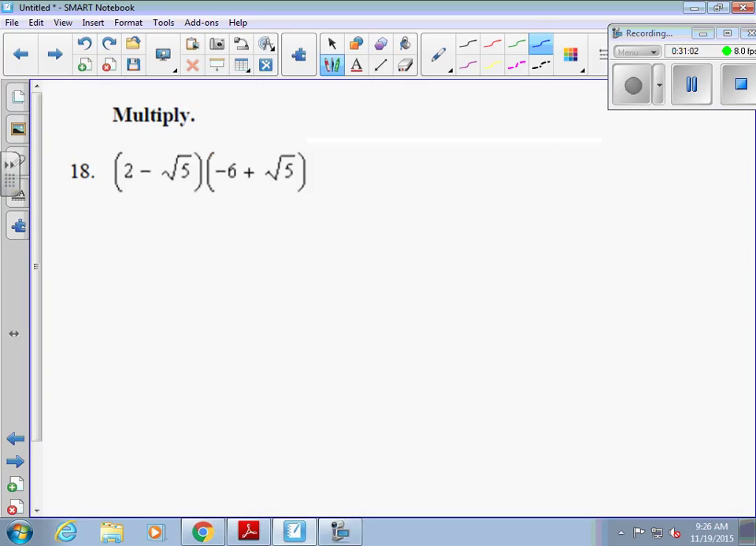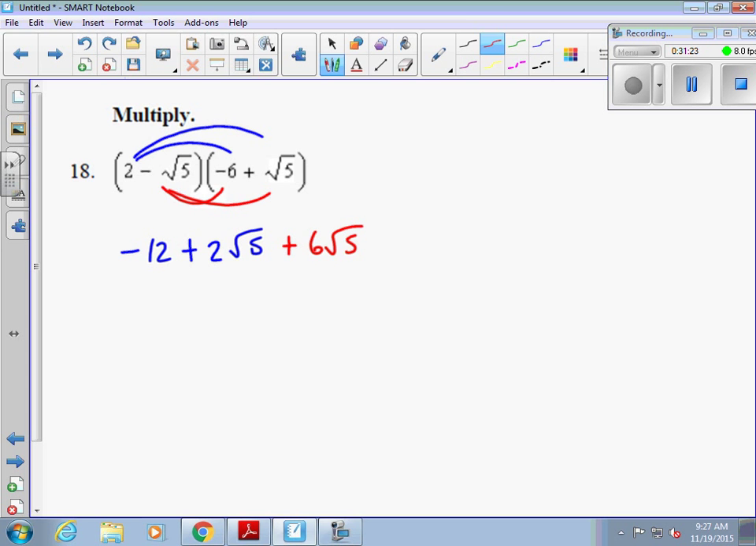Then 18 tells you to multiply this one. FOIL: first, outer, inner, last. First, 2 times negative 6, negative 12. Outer, 2 times the square root of 5, positive 2 square root of 5. Inner, negative square root of 5 times negative 6, positive 6 square root of 5. And last, negative square root of 5 times positive square root of 5, negative, same radical, 5. Combine your like terms: negative 12 and negative 5 is negative 17. 2 square root of 5 and 6 square root of 5 is positive 8 square root of 5.